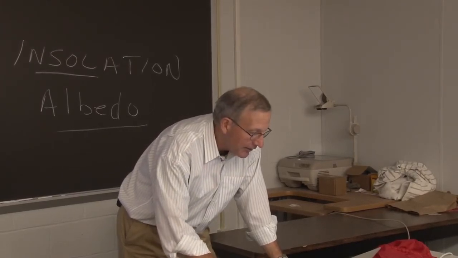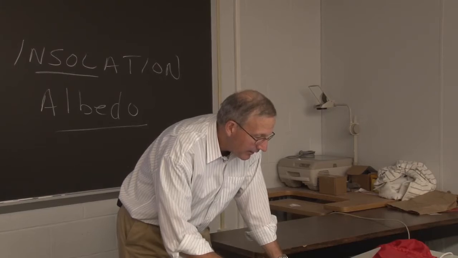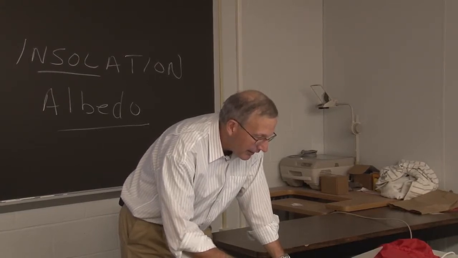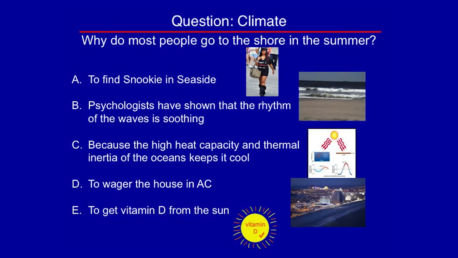All right, here's another clicker question. This is testing your common sense ahead of the actual question. Why do most people go to the shore in summer? A, to see Snooki in Seaside. B, psychologists have shown that the rhythm of the waves is soothing. C, because the high heat capacity, and by the way, those could be true, because the high heat capacity and thermal inertia of the oceans keep it cool. D, to wager the house in AC. And E, to get vitamins from the sun.